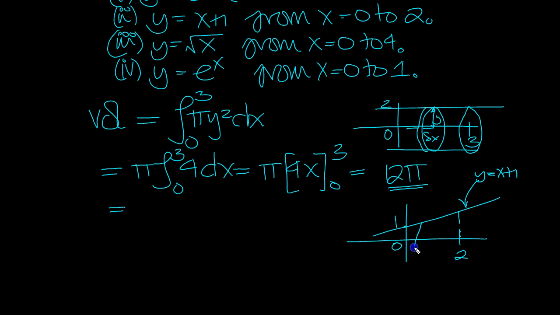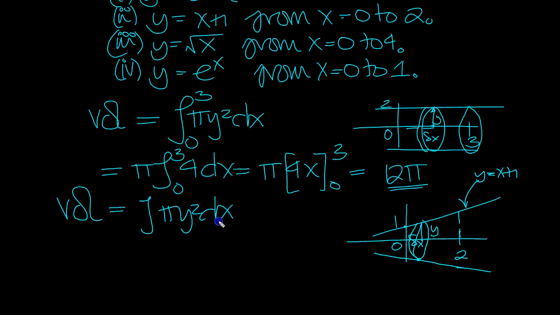And it's rotated about the x-axis. So here's a slice again, not very well drawn. Height y, thickness delta x. So the volume is the same again, pi y squared dx, and that goes from x equals 0 to 2. Sum these cylinders up between 0 and 2.